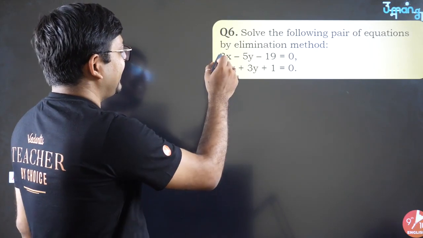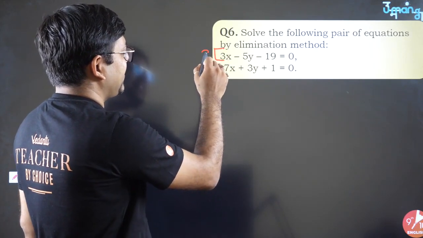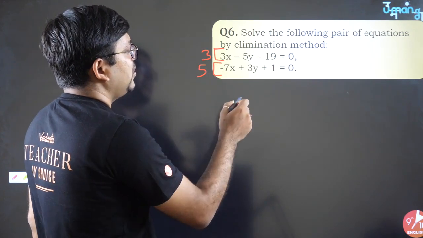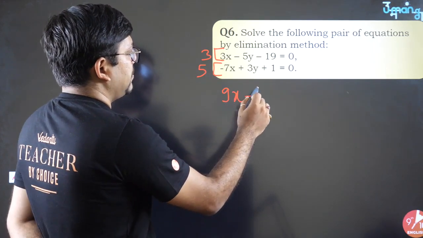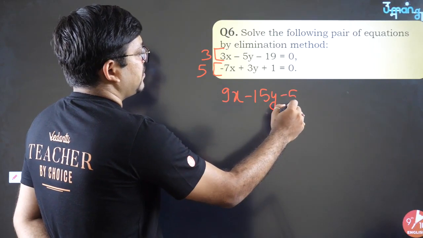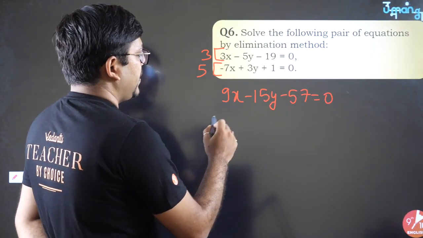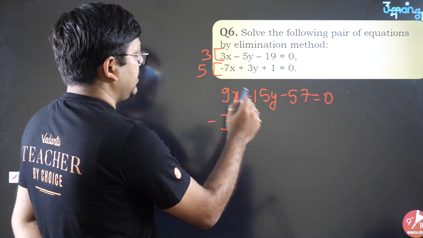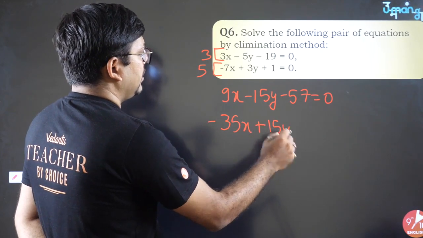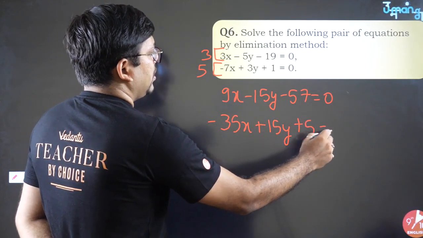Okay, so I was saying that you have to multiply the first equation by 3 and the second one by 5. So 3 3s are 9x, minus 15y, minus 57 equals 0. 5 7s are minus 35x, plus 15y, and 5 1s are 5, equals 0.